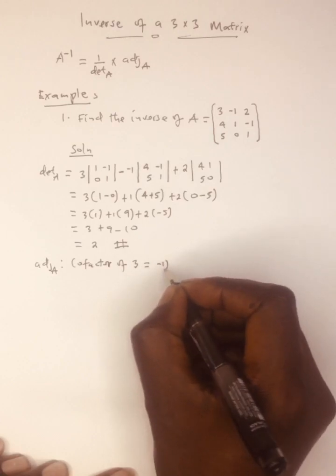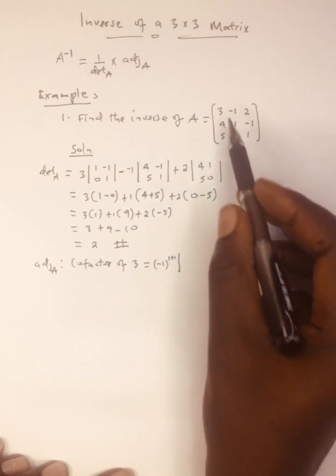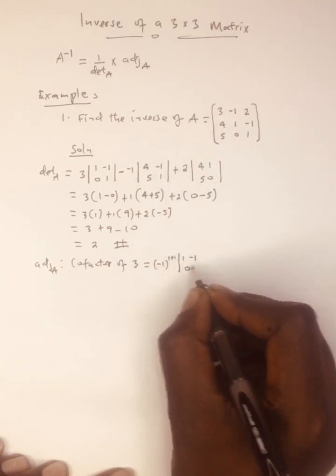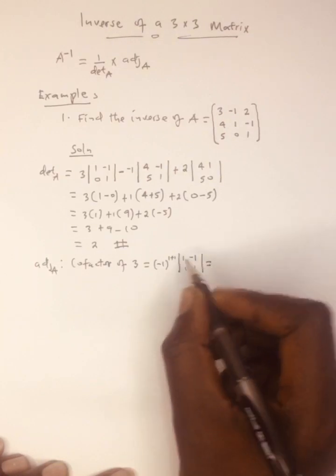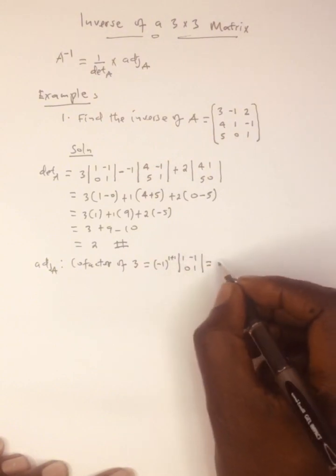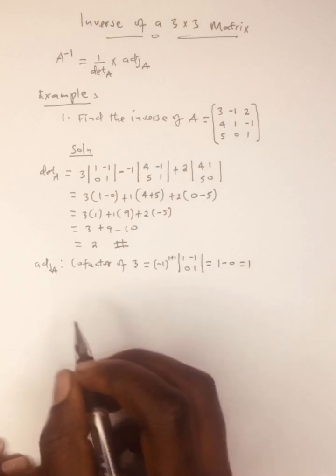So we have negative 1 raised to power 1 plus 1 times the small matrix that is left when you cover its row and column, which is just 1, negative 1, 0, 1. So since this is 2, it is even, the negative will disappear. So we have 1 times 1, which is 1, minus 0. So we have 1 as the cofactor.